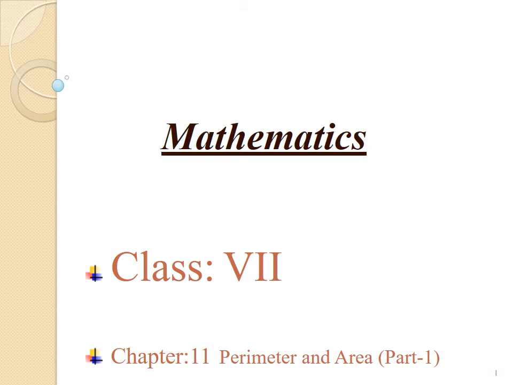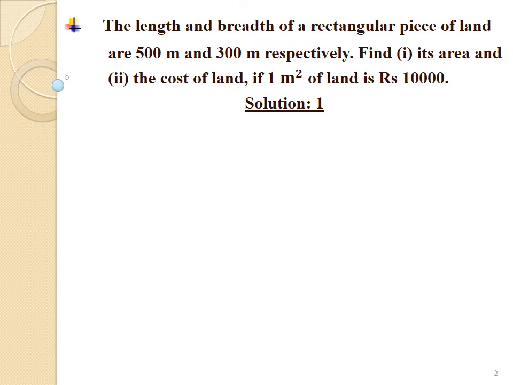And solve exercise 11.1. So, let's solve it. Exercise 11.1. Question number 1. The length and breadth of a rectangular piece of land are 500 meters and 300 meters respectively. Find its area and the cost of land, if 1 square meter of land is rupees 10,000.